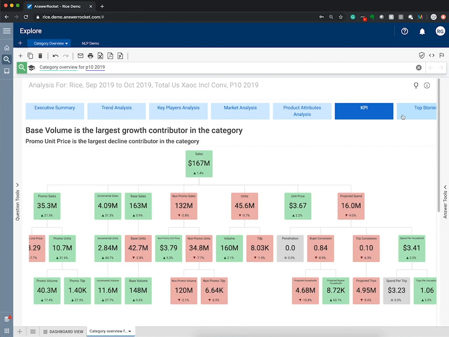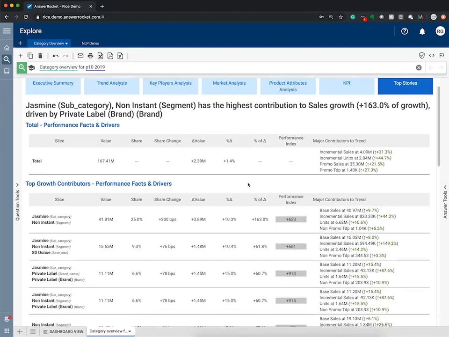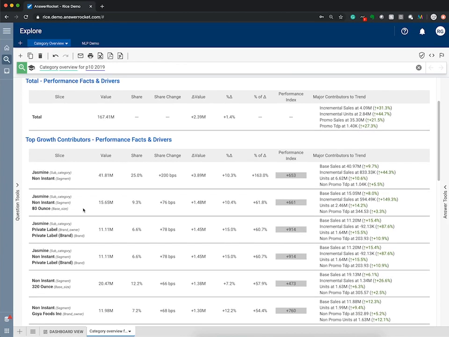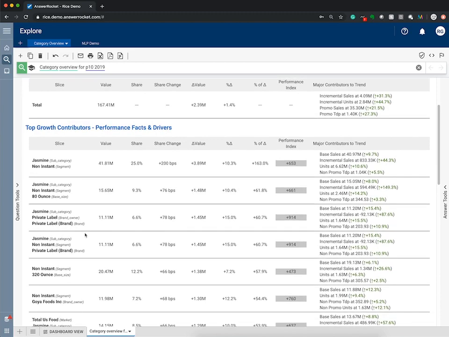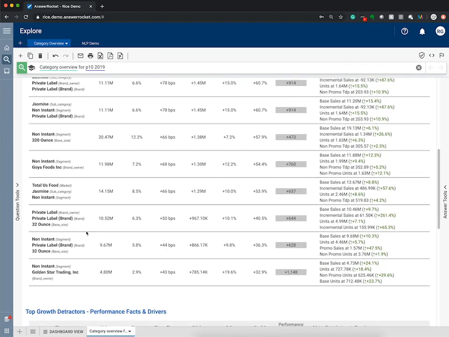From there, we actually jump over to the top stories tab where I can see all of the different attributes and combinations of attributes that are driving growth in the category. They're all listed in kind of descending order of impact. So I can see here that Jasmine non-instant had the largest impact on that lift. Most of that was driven by 80 ounce as well as private label from a branding perspective. Right, and I can scroll through and see all of those stories.